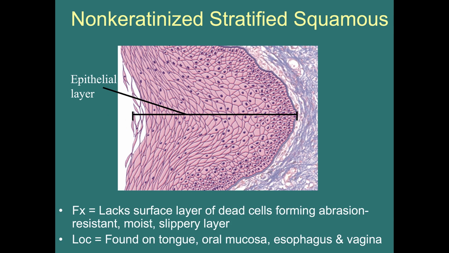So this is our non-keratinized stratified squamous epithelial tissue. It lacks that surface layer, but it creates a moist, slippery, abrasion-resistant layer. And so we find this on our tongue, in the oral mucosa, the esophagus, and the vagina.